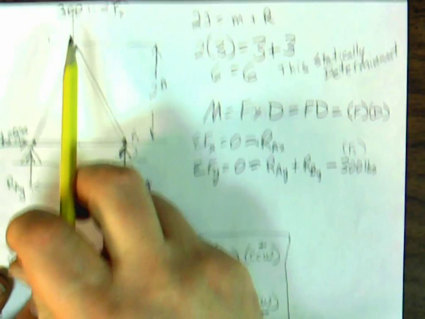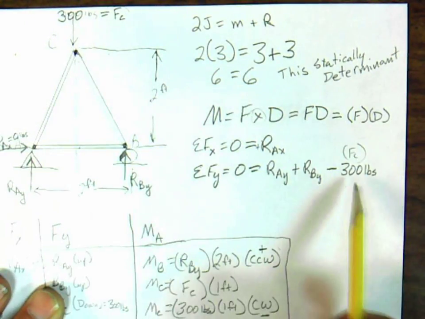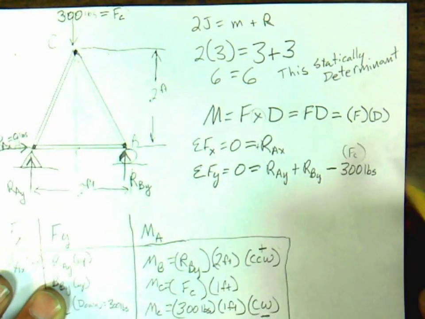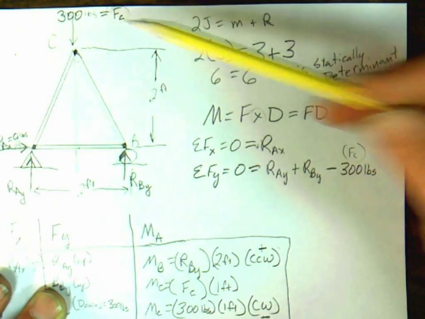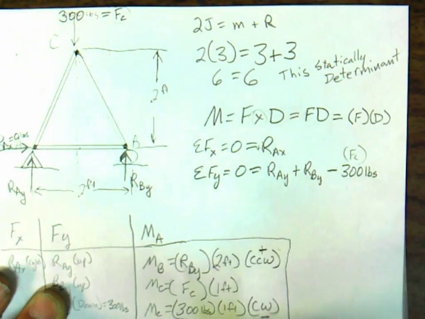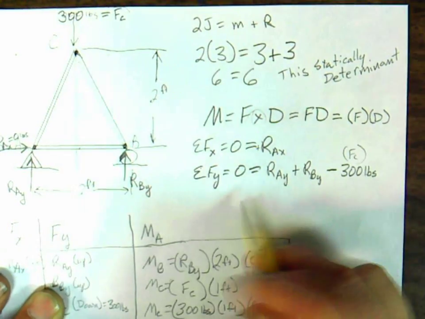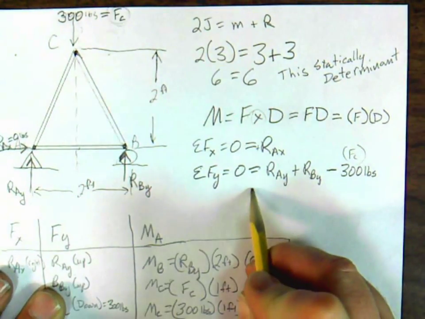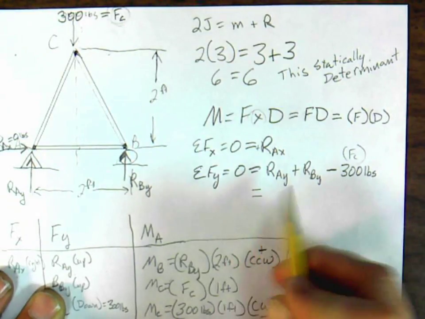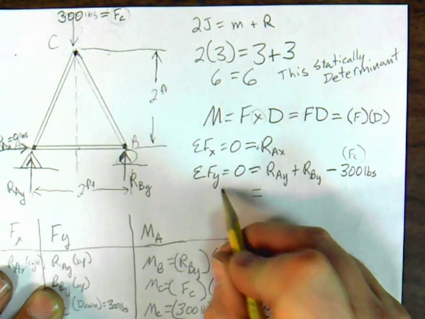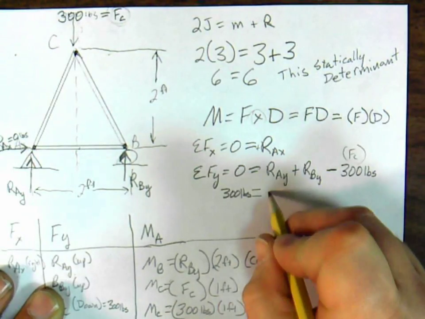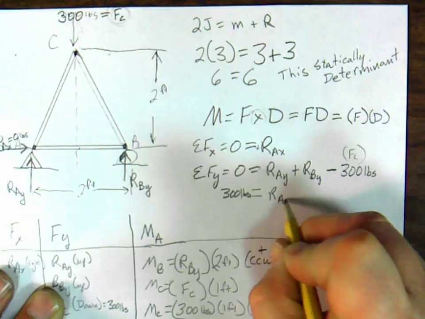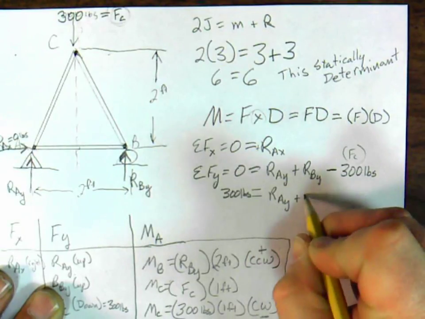Alright, now doing a little bit of algebra here to solve this. We add 300 to both sides of the equation. So we add 300 pounds, and we get 300 pounds equals Ra of y plus Rb of y. That's it. We've got to stop there.